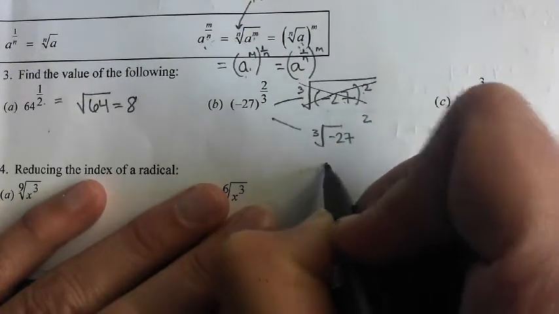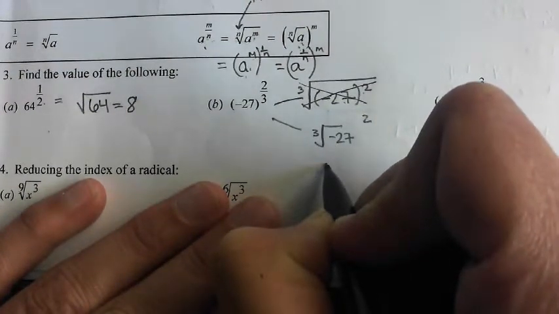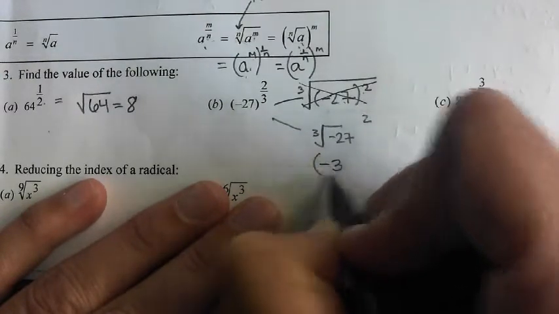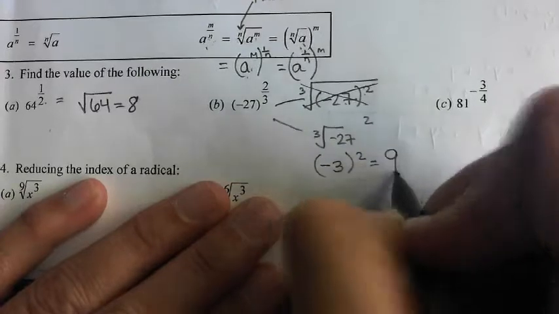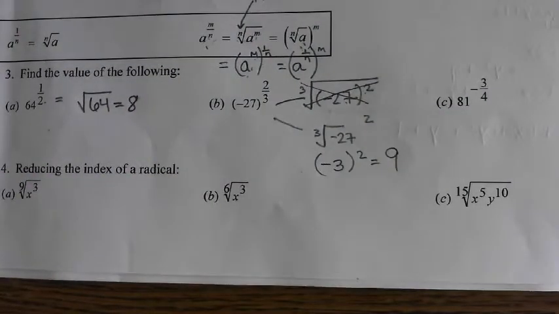So you'd want to go this way with it. The cubed root of -27 is -3, and then squared is 9. So you could check in your calculator that -27 to the 2/3 power is 9.